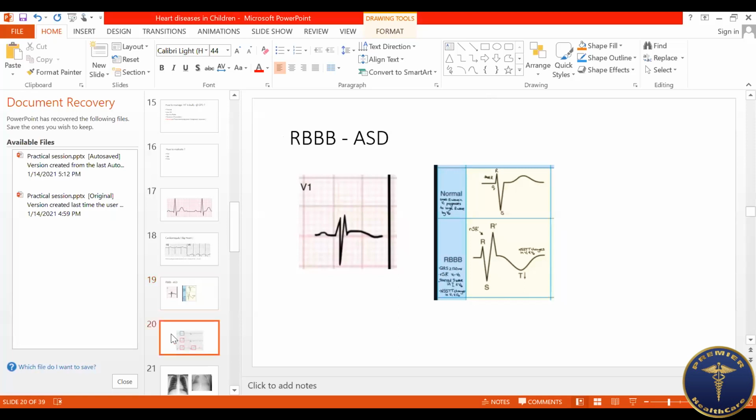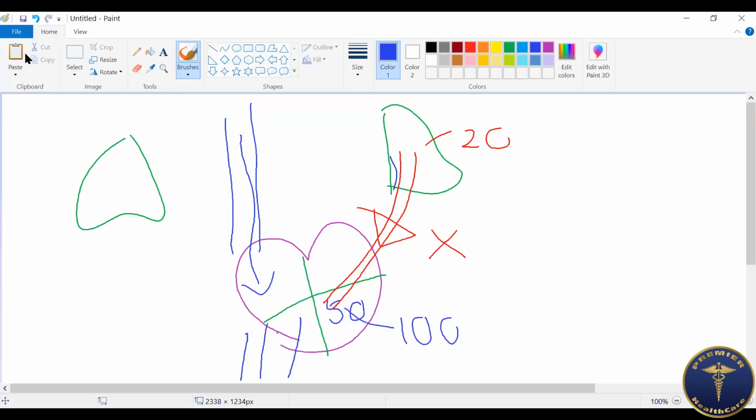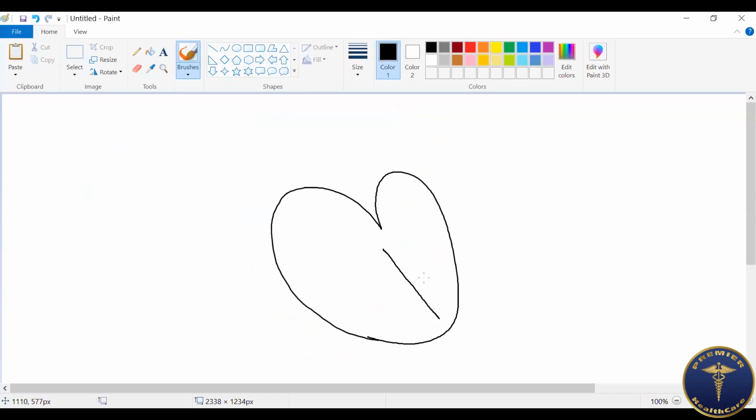And then you have something called axis deviation. Now the heart is like this. Let me take a new page. So this is the heart, and signals would go this way. There is an axis for the signal pathway. So this is called cardiac axis.